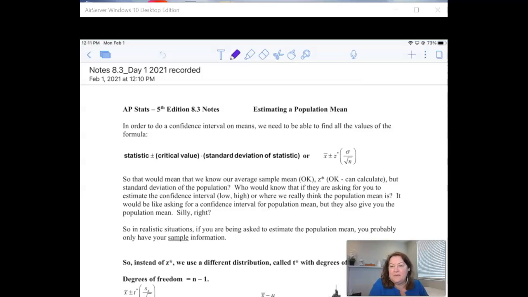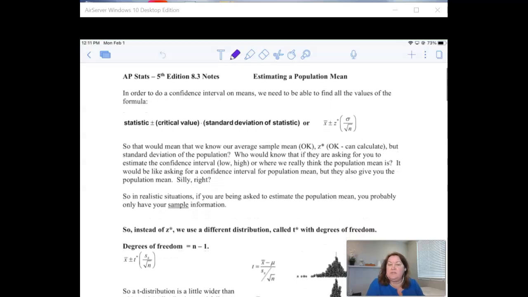Hi everybody, this is AP Stats 8.3 notes. So remember yesterday, or the last time we did notes, 8.2 was on proportions. So now we're going to do the same thing, creating confidence intervals for means.